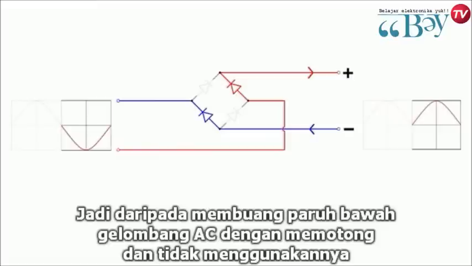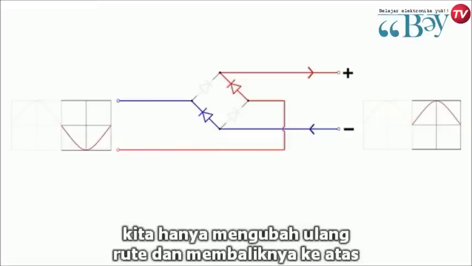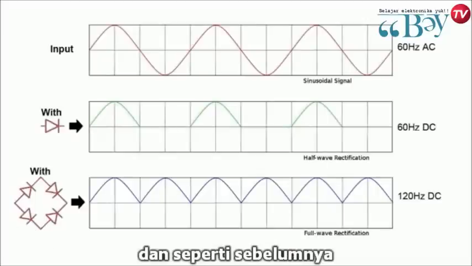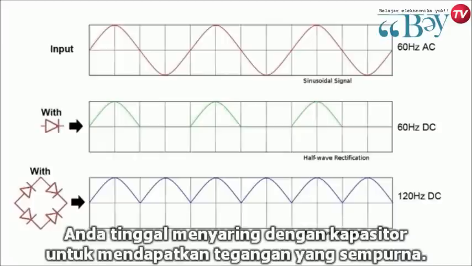So instead of wasting the bottom half of the AC waveform by clipping it and never using it, you just reroute it and flip it around. So on the output, you get DC at 120 Hz instead of 60 Hz. And, just like before, you can filter it with capacitors later on to get a nice smooth voltage.